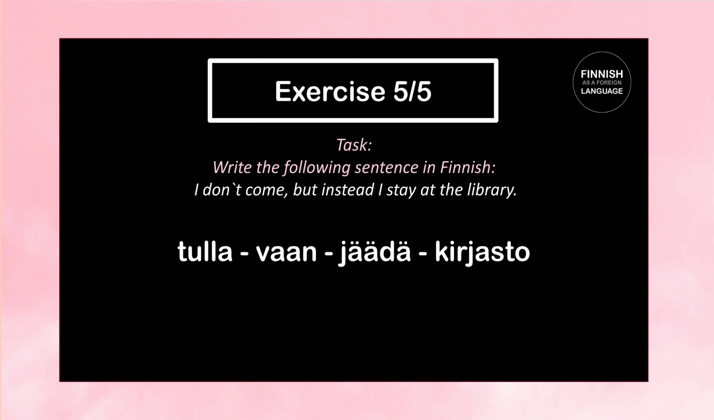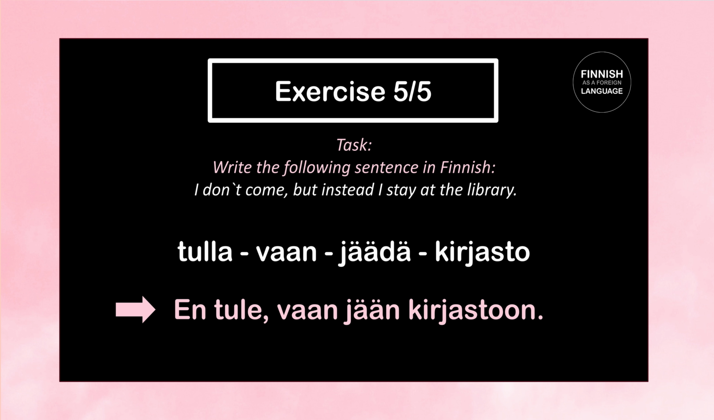Next one. Here you see 4 words, and the task is to form a sentence out of them. The sentence should be, I don't come, but instead I stay at the library. So the words are tulla, vaan, jäädä, and kirjasto. Put them into the right forms in order to express, I don't come, but instead I stay at the library. Alright, let's compare. So the solution is en tule, vaan jään kirjastoon. I don't come, but instead I stay at the library.